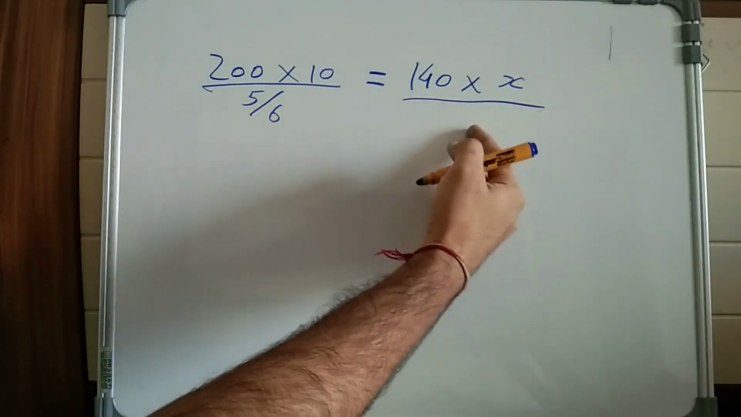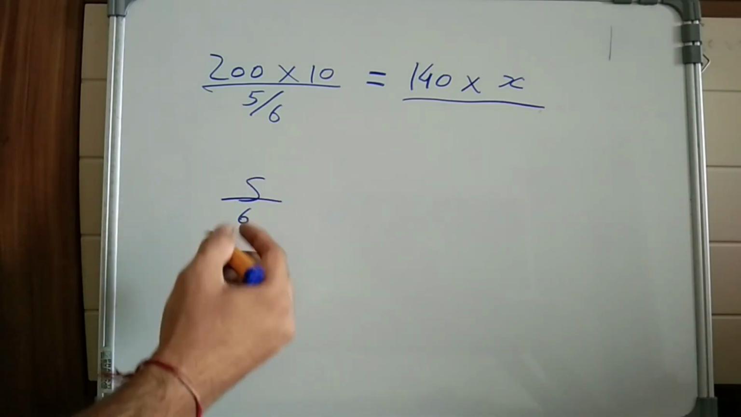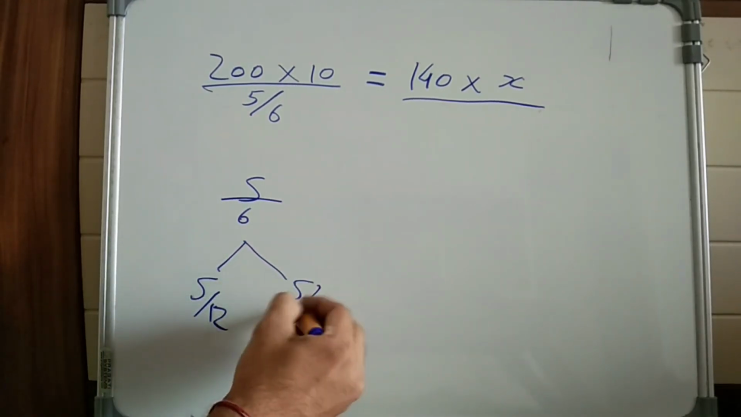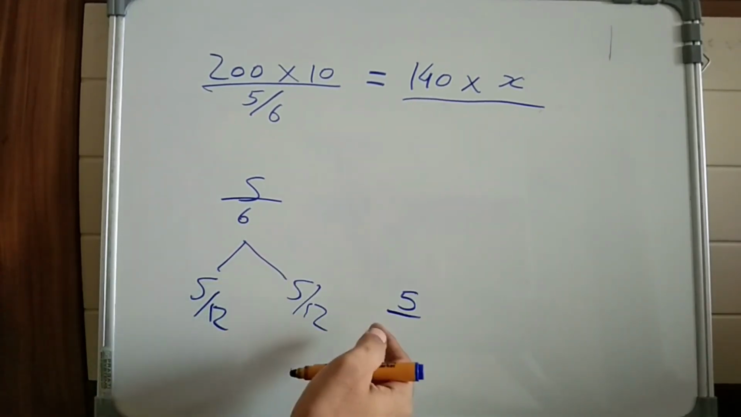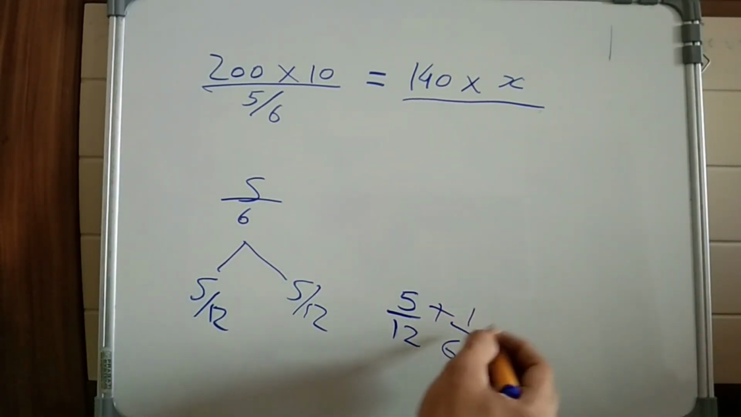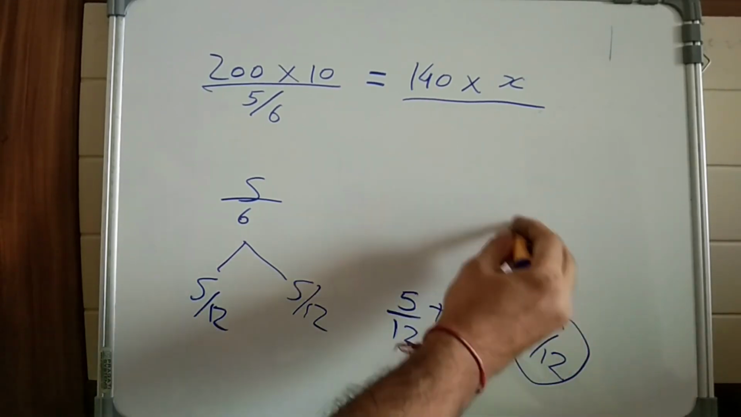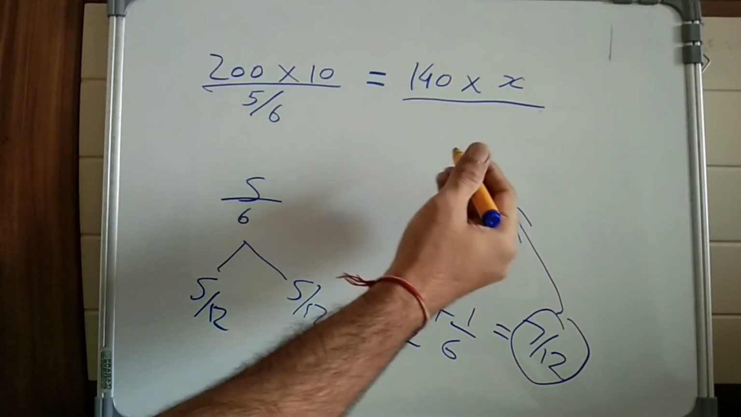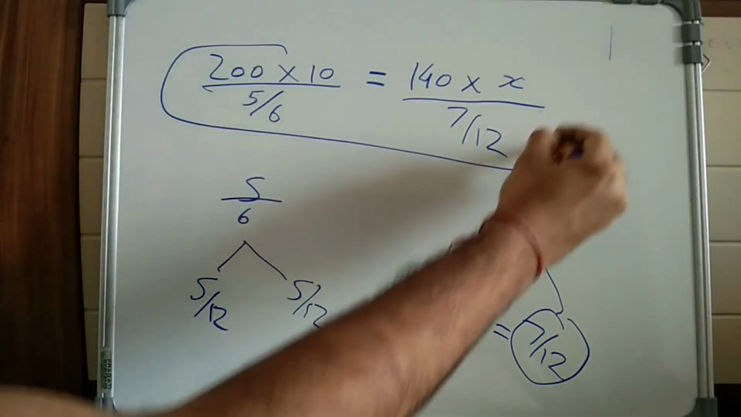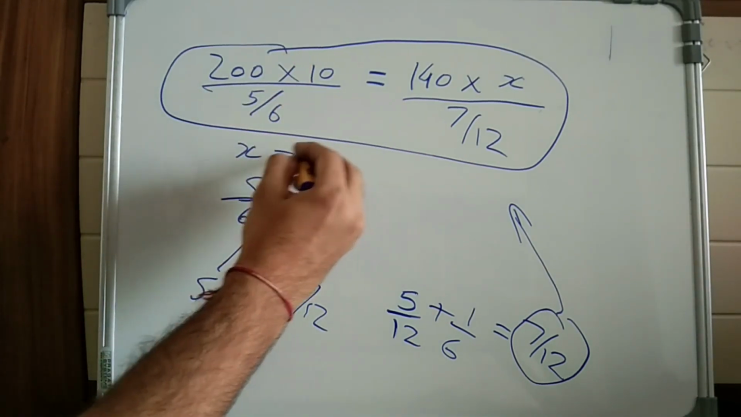And how much work have these 140 men done? See, from 5 by 6, due to rain, half of it is washed away. So 5 by 12 work is already there, and 5 by 12 is washed away. So how much work do these 140 men have to do? 5 by 12 plus 1 by 6 is equal to 7 by 12. So 7 by 12 is the work that these 140 people have to do now. So this is the equation. I have to just solve this equation for x, and x will come out to be 10 weeks.